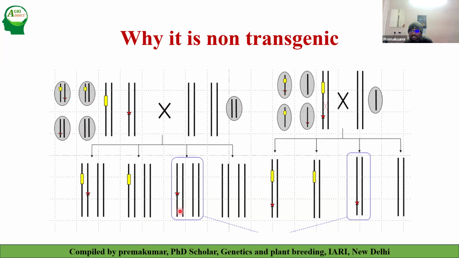Because while segregating a large population, you are isolating the plant which has only the mutation but not the target gene, sorry, the transgene. How can we do that? How can we screen that?